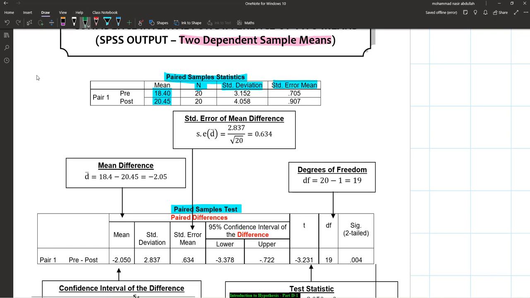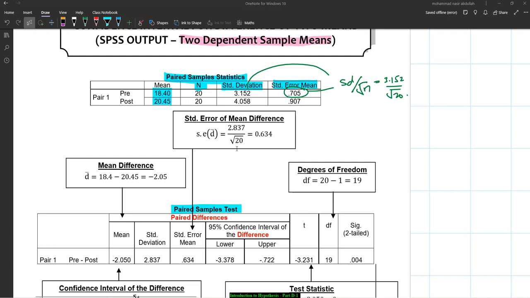This standard error of the mean is obtained from the standard deviation divided by the square root of n. If you put it into the formula, we will get 3.152 over the square root of 20. The same goes for the next row. For the post-test also the same. So the standard error of the mean is obtained from the standard deviation divided by the square root of n.